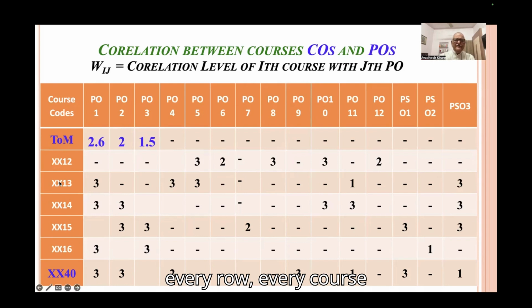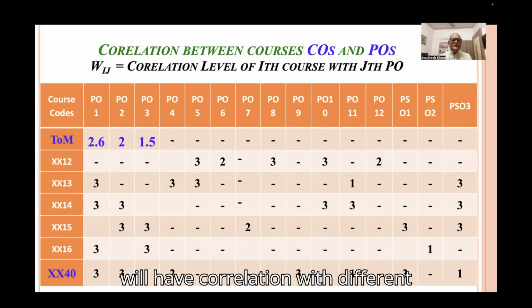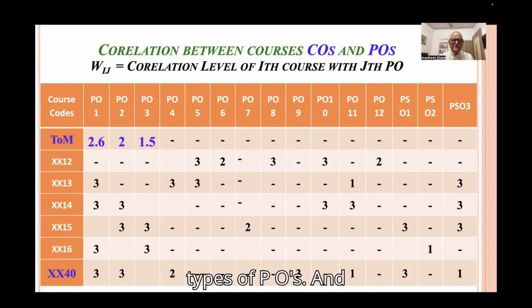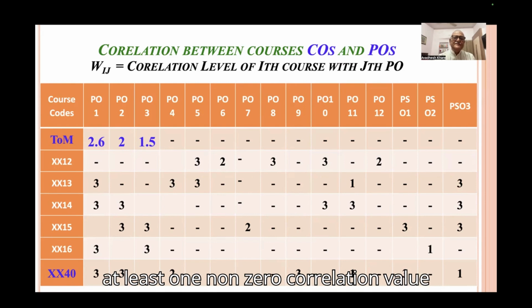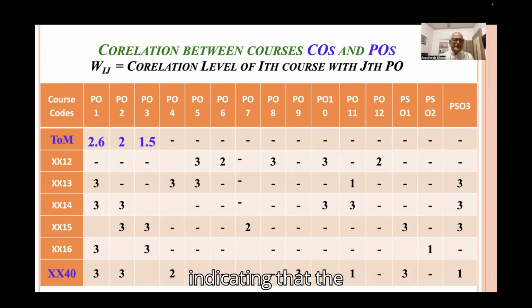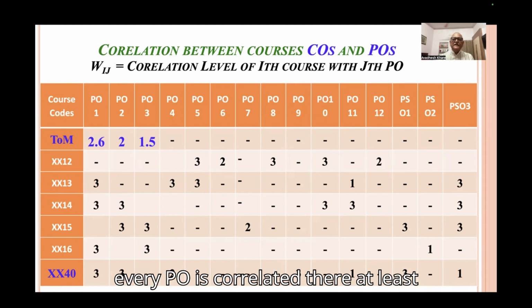Every row, every course, will have correlation with different types of POs. And please take specific note that in every row we have at least one non-zero correlation value. And in every column also we have at least one non-zero correlation value, indicating that every course is correlated to at least one PO, and every PO is correlated with at least one course.